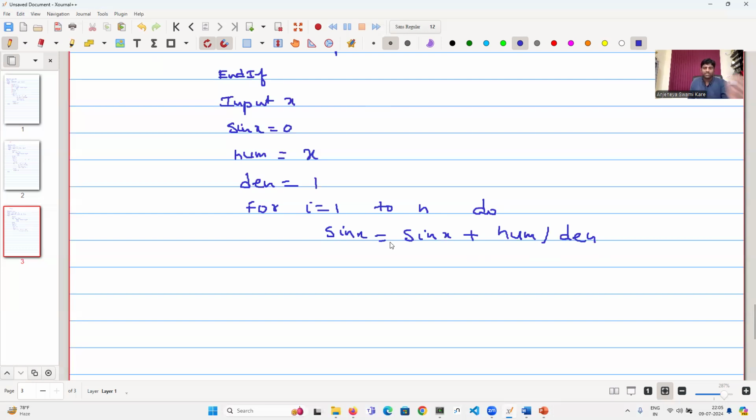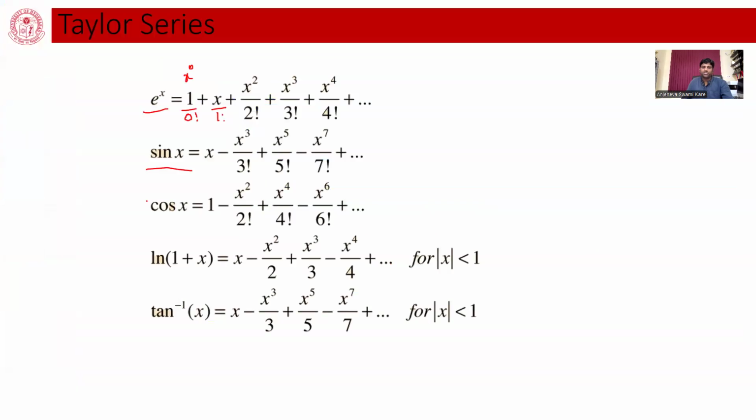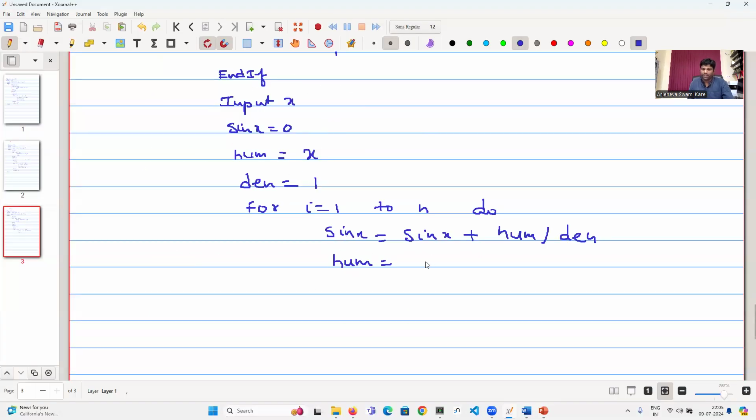Okay. How is the numerator changing in successive terms? The numerator is changing by multiplying with minus x squared. So x multiplied by minus x squared is minus x cube. Minus x cube multiplied by minus x squared is plus x to the 5, right? This alternating sign is coming because of that. Numerator multiplied by minus 1 multiplied by x multiplied by x.